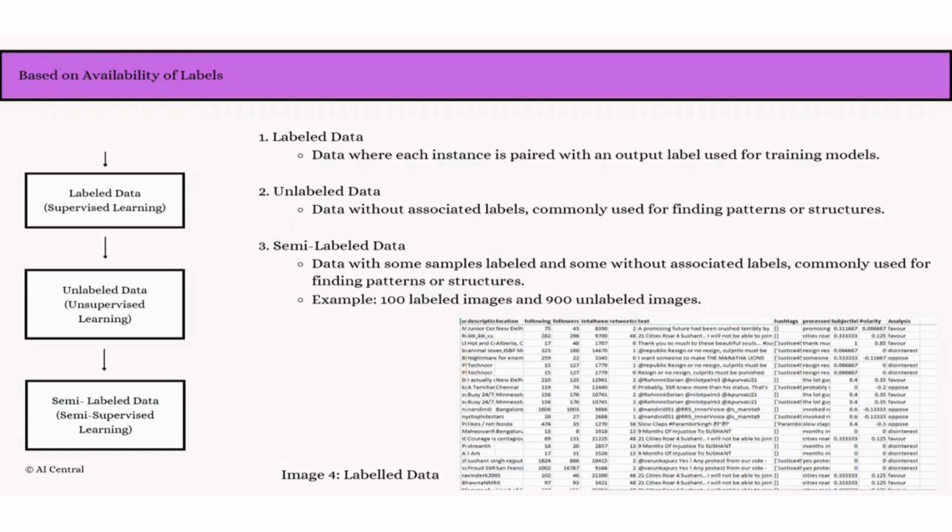Next is the semi-labeled data. Now as the name suggests, this is the combination of labeled data and unlabeled data. So if we are having a data set, it is possible that there are 100 labeled images and 900 unlabeled images and the total number of images in the dataset is 1000. So likewise, we are having three subcategories for the data that we have on the basis of labels.